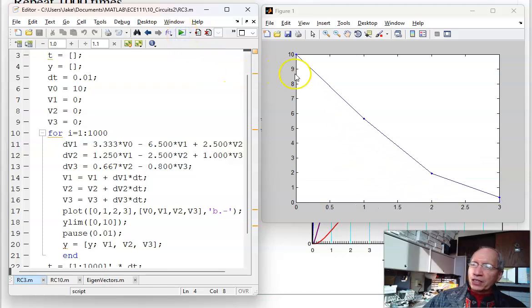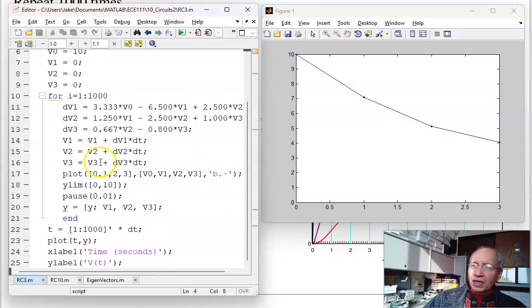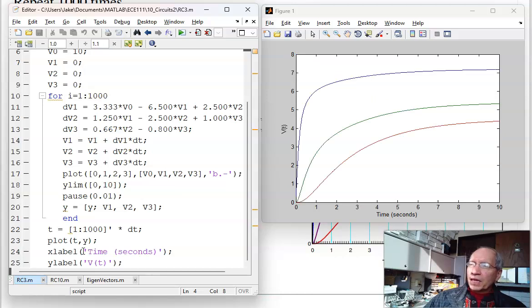And here's what it looks like. My input charges up V1, that then charges up V2, that charges up V3. I record the voltage every 10 milliseconds. After 1,000 iterations, or 10 seconds, I will then plot the time versus voltage. And what I get is the same answer I got in CircuitLab. There's V1, V2, V3. You just solved three coupled first-order differential equations using Matlab.